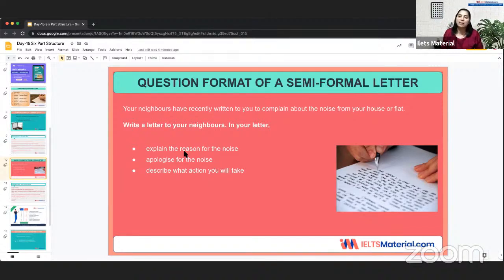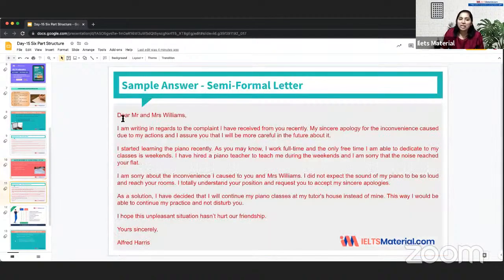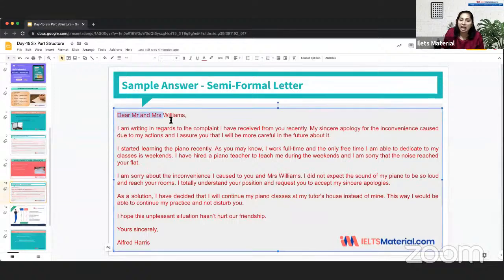Okay, so this is a semi-formal letter. You know your neighbor, but you might not know him personally. That is why this is considered a semi-formal letter. Let's take the answer. I've very clearly written the name of the neighbors, that is Mr. and Mrs. Williams. And hence, I've also written it as yours sincerely.